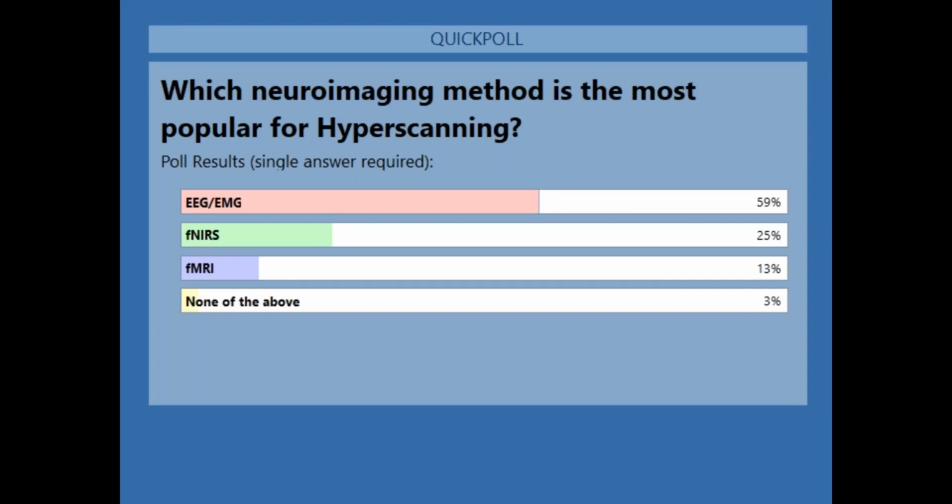So 59% of you said EEG/MEG is the most adopted neuroimaging method in these studies, and you are right. I will give a little bit more detail on this in the upcoming slide, but indeed 47% of the studies that exist for hyperscanning have employed EEG or MEG as the neuroimaging method. The least favored method was STAX, which was used for about 1% of the studies.